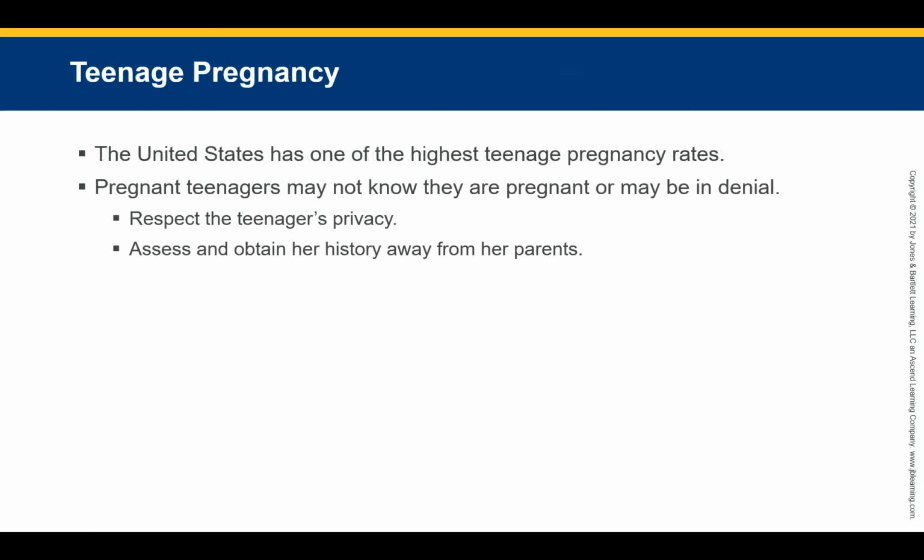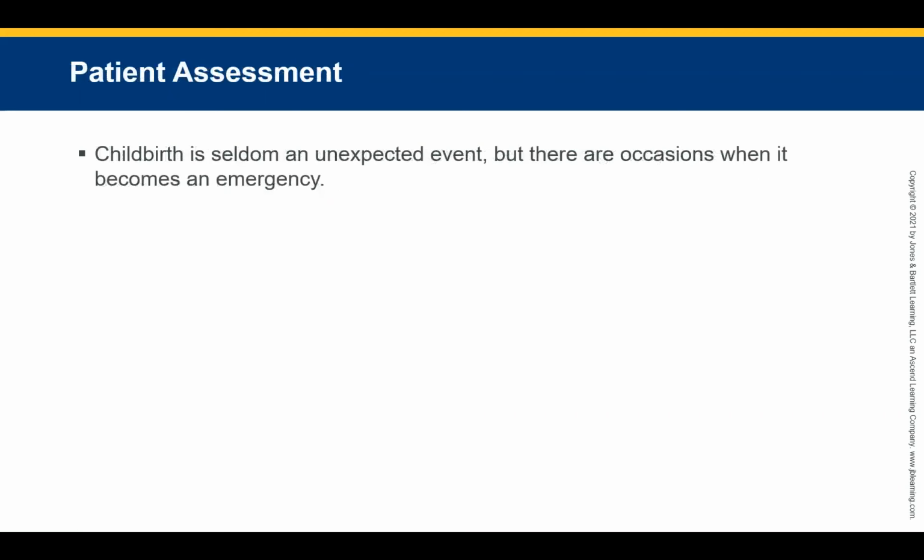In teen pregnancies, the U.S. has one of the highest teen pregnancy rates in the world. Pregnant teenagers may not know that they are pregnant or may be in denial about it. As you begin to assess all female teenagers, remember the possibility of pregnancy. Respect the teenager's privacy and need for independence. Childbirth is seldom an unexpected event, but there are occasions when childbirth becomes an emergency.